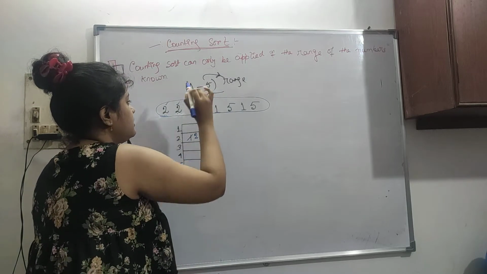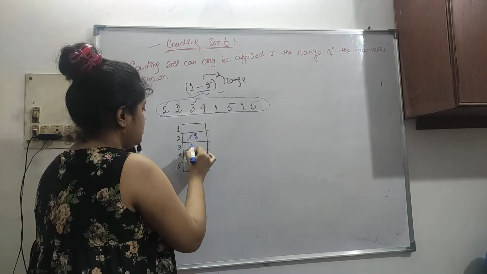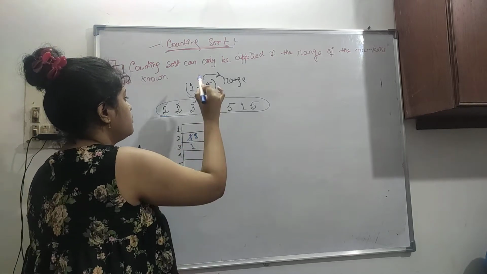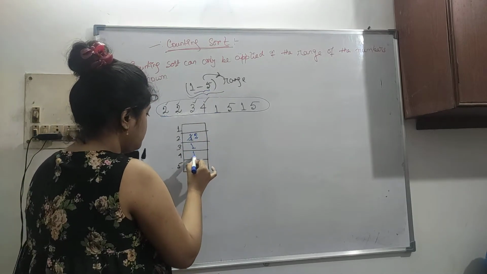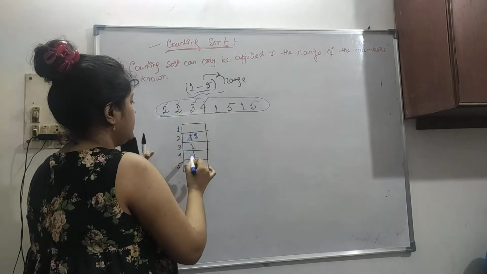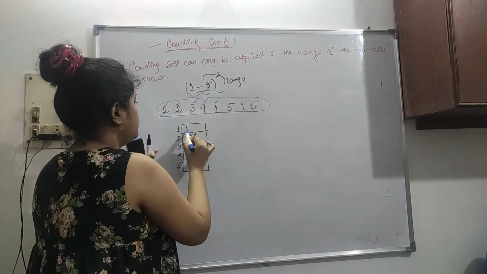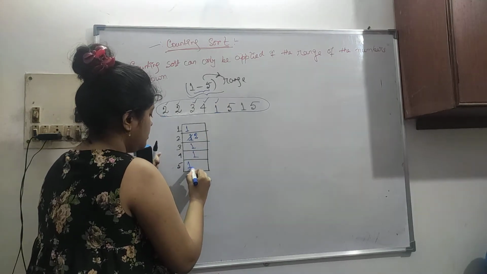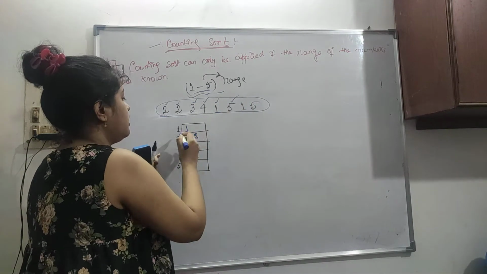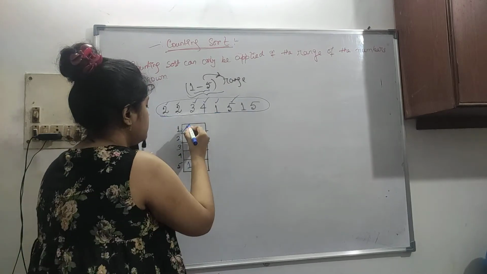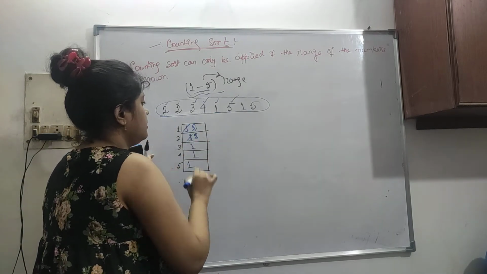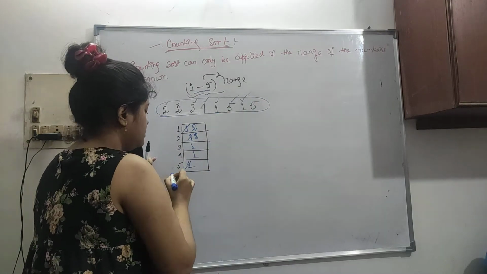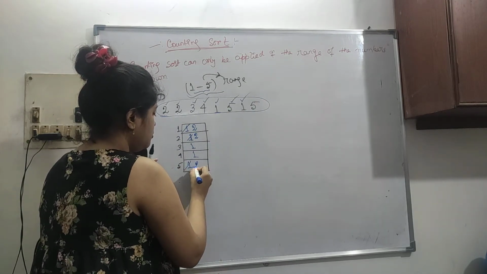Then 3 is here, just put a 1 here. Now 4 is here, so put the 1 here. 4 done, then 1, put it here, then 5, put a 1 here, done. Then 1 is coming 2 times, so write 2 here. Then 5 is coming again, so cross it and put 2 here.